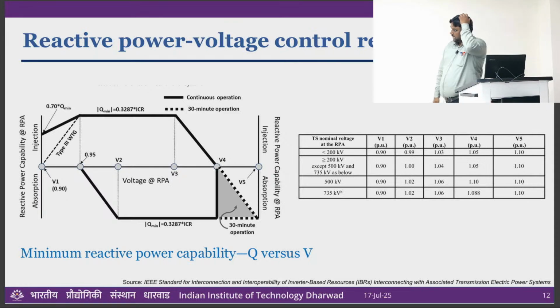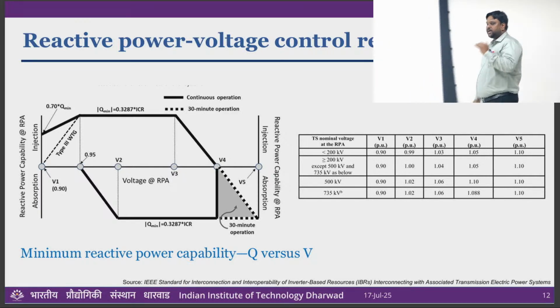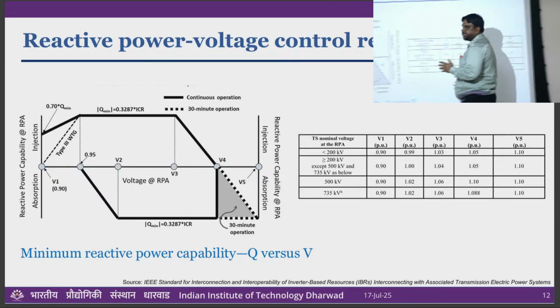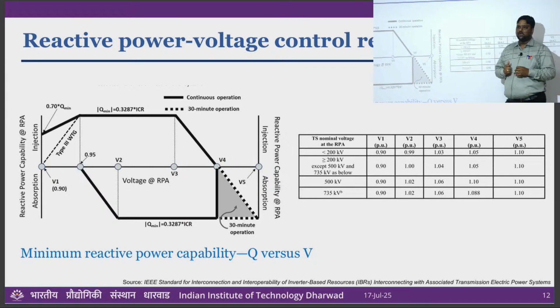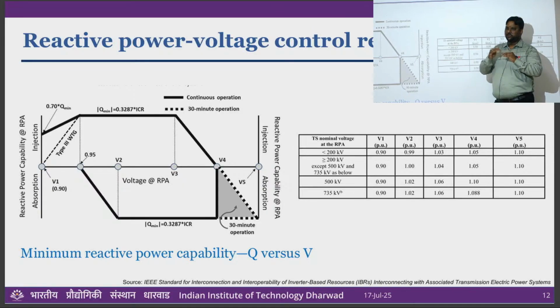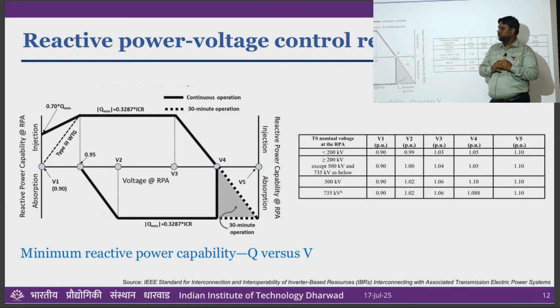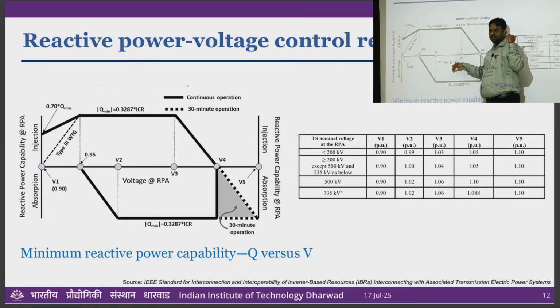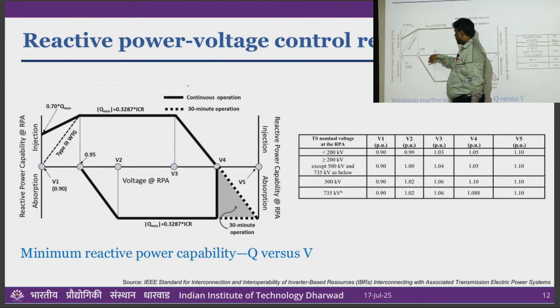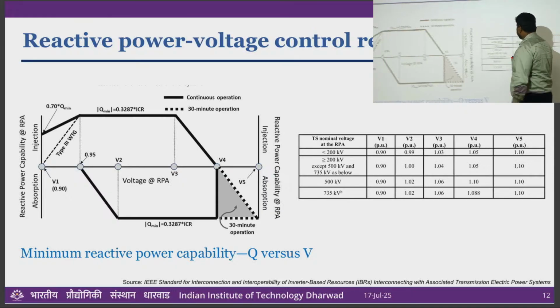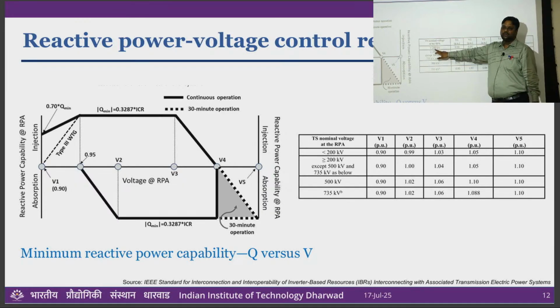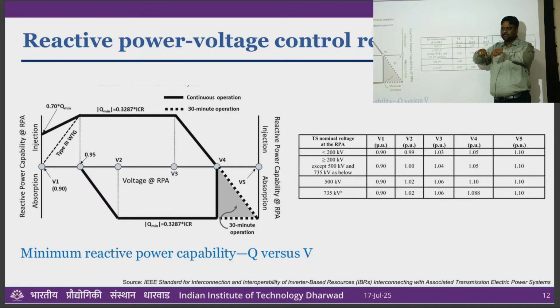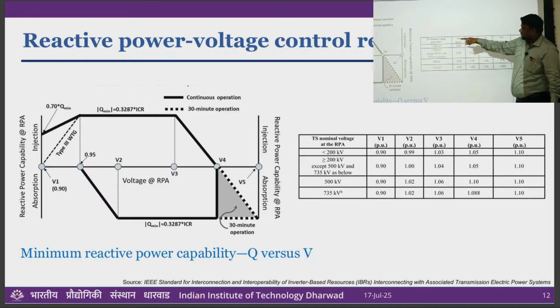Now this is another check. While providing that much Q, how much voltage should you have? Once you change the Q, or you maintain that much Q as minimum, you can also provide more Q if required. But what is the level of voltage at the RPA? When I say RPA, again I will go back to POI, right? So at that point, how much voltage should be maintained? There are different points, V2, V3, V4, and there is a table here. If your RPA voltage, the voltage at your plant connection point, is less than 200 kV, your V1 point should be 0.9.